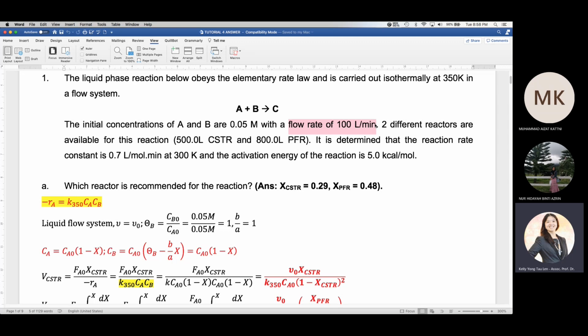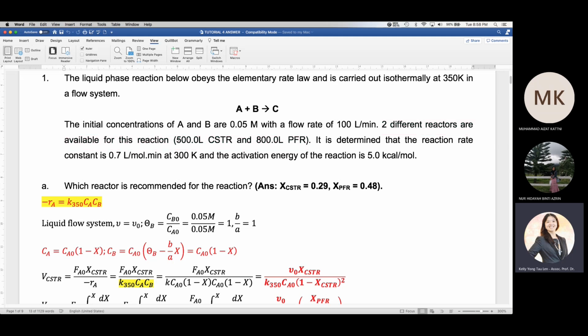So V0 equals V equals 100 liter per minute. Okay, so that's understand lah, kena faham sikit. Right. So now dia kata, 2 different reactors are available for this reaction. Okay, dalam kes ni sekarang, dia beritahu kita jenis reaktor dia. And in this case, they give us the 2 types of reactor. Kita ada CSTR, kita ada PFR.